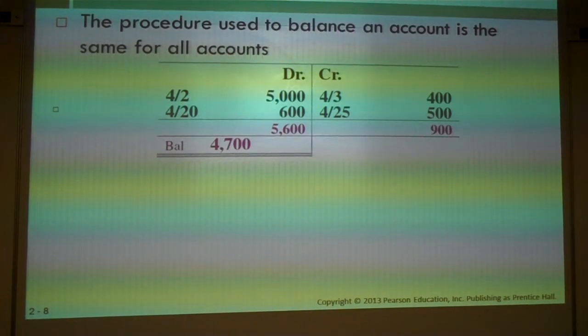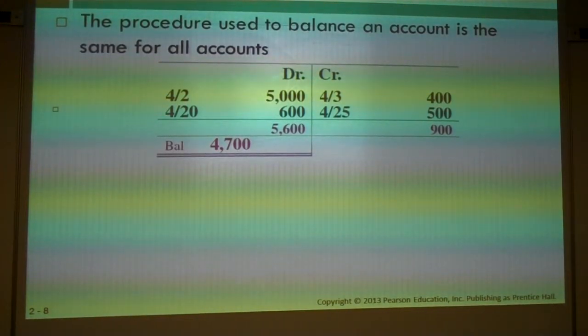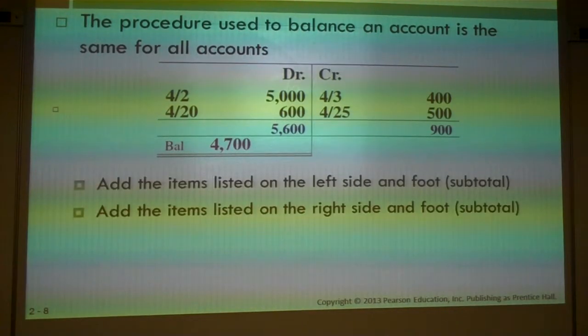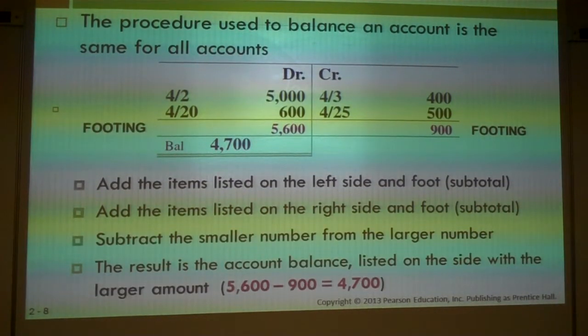Or we'll have an overdraft charge at the bank if we're talking about what's in our checking account. But you can see we've added the 5,000 and the 600. We added the right side, which was 900, and then we subtracted the 900 from the left side. We have debits left. Add the items, and then it just tells you what we just did. That's the footing. You'll see that on the test. And our ending balance is going to be the 4,700.